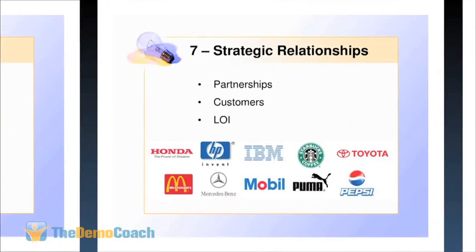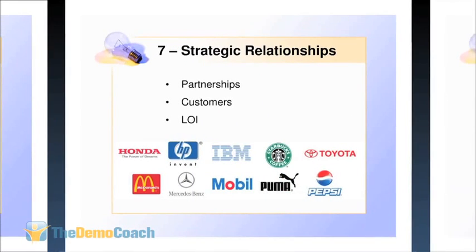Slide number 7 is where you get to talk about your strategic relationships. Now, in many early stage startups, you don't have any strategic relationships. You may not have any partners, and certainly you may not have any customers. So this is the only slide in the deck that can be moved to the very end after the last slide in your appendix area if you don't have any. And as your business develops and you get your first partner, slap this slide right back into slot number 7.